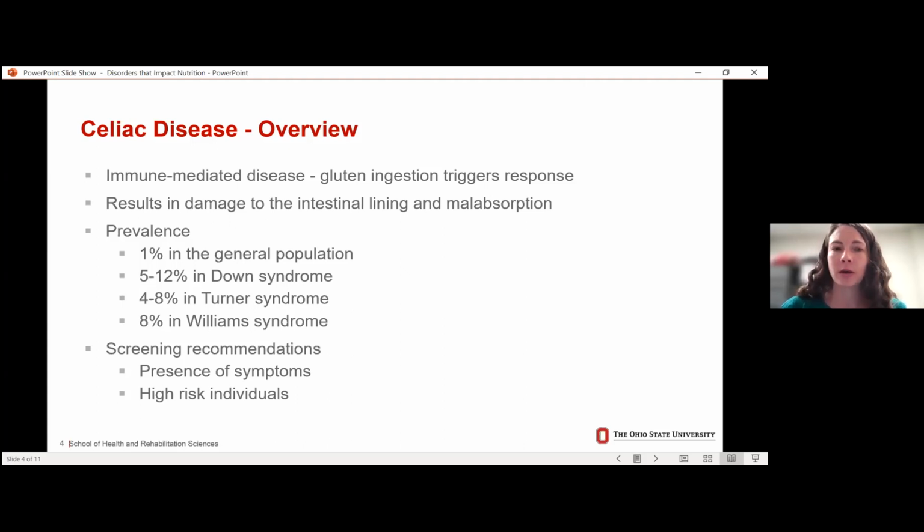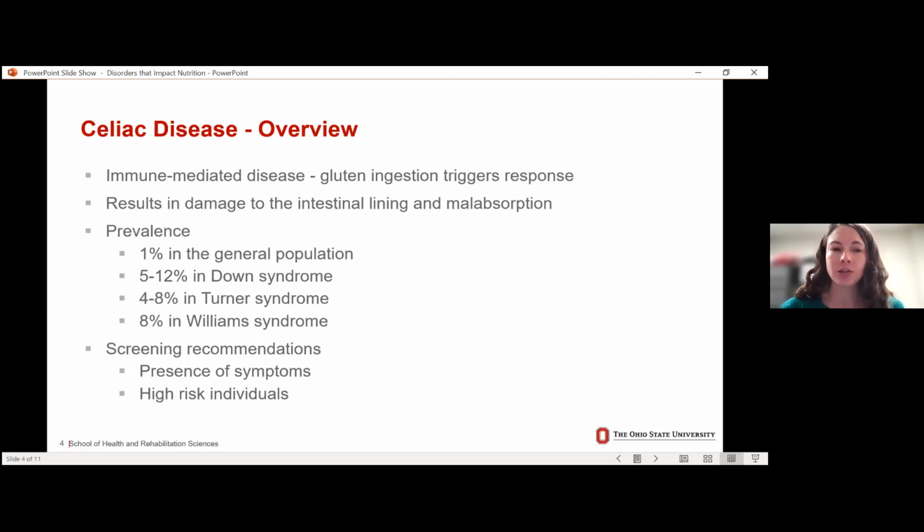The prevalence is around 1% in the general population, but it's actually higher in some other populations. You can see Down syndrome, Turner syndrome, Williams syndrome have an increased risk for celiac disease. We don't know why, but the numbers are higher in these populations. Some of the other patient populations would be type 1 diabetes and also some thyroid diseases as well.